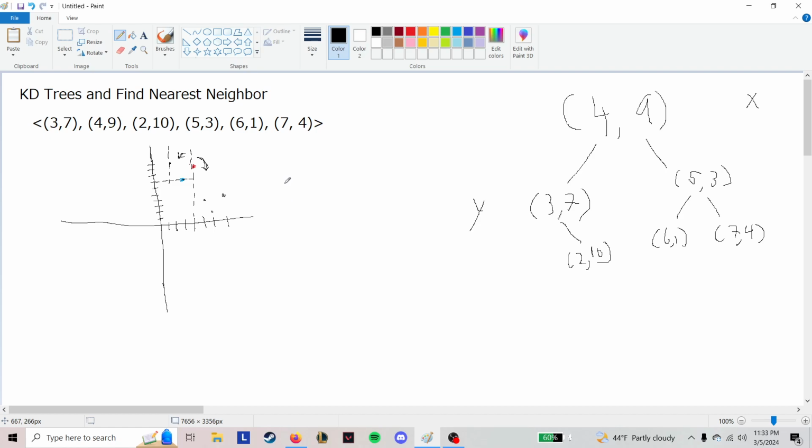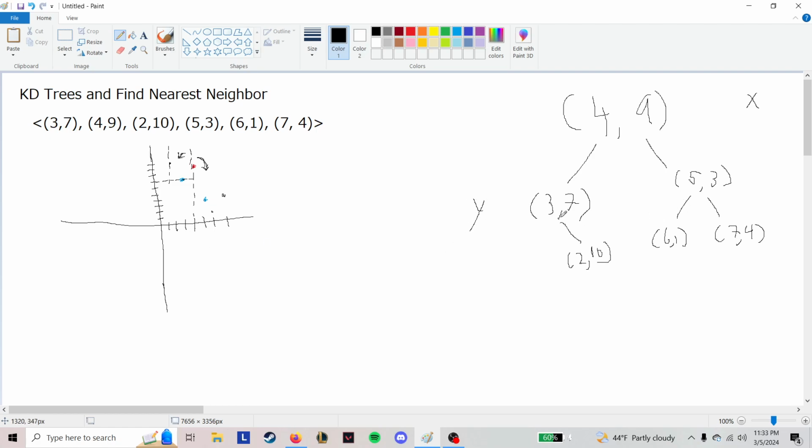For the right subtree, the next pivot point is 5, 3. So that one is this point right here. And yeah, the points are sort of close together, so it's a little hard to see. But again, it follows the same property that all the points on the right subtree are going to have greater y, because this is being split on the y dimension.